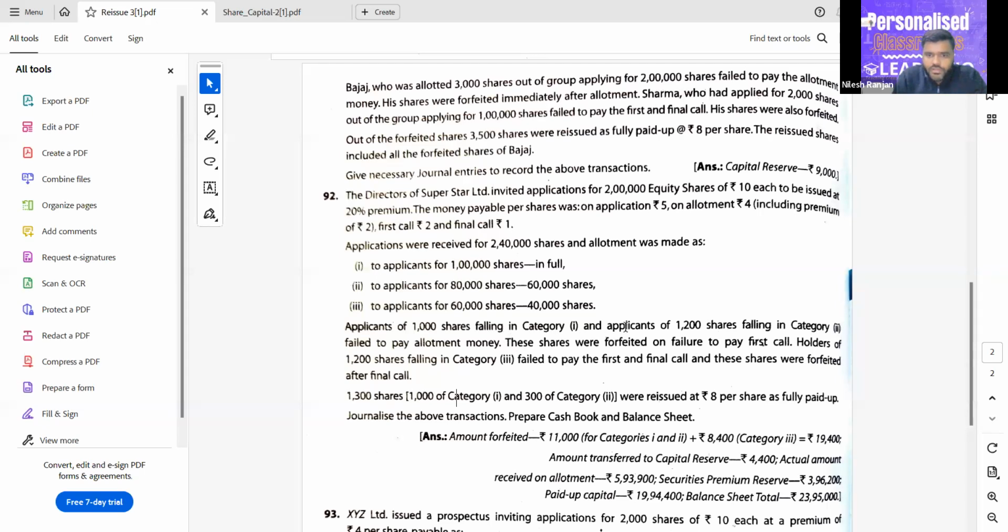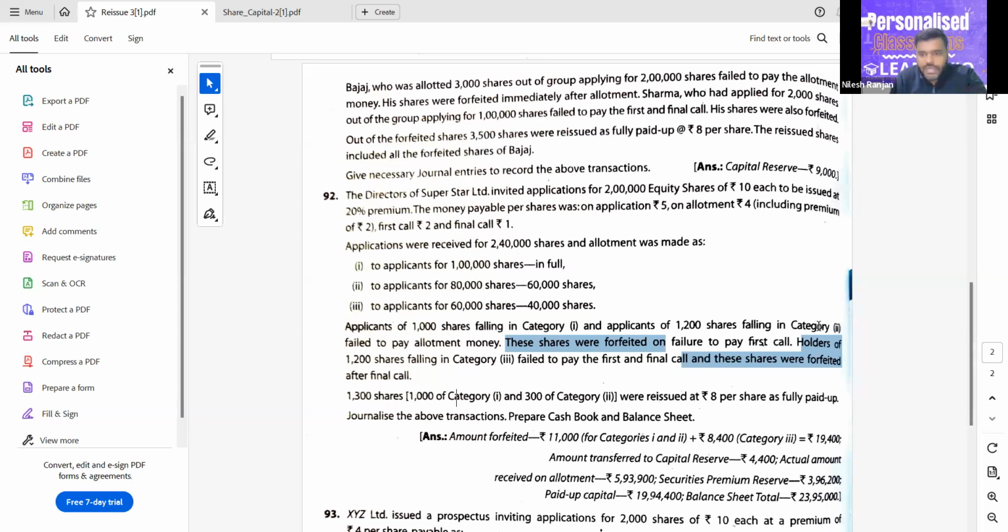You can see here an applicant of 1200 shares falling in category 2 and the applicant of 1000 shares falling in category 1 failed to pay allotment money. And these shares were forfeited on failure to pay first call. So final call is not asked from these shareholders. We have asked only allotment money and first call from these shareholders. Okay, sir. Is the first clear to you?